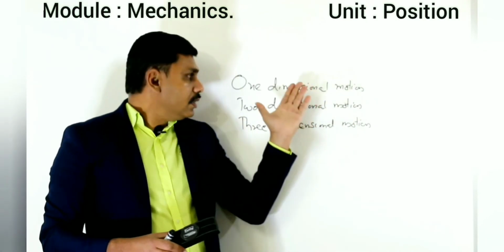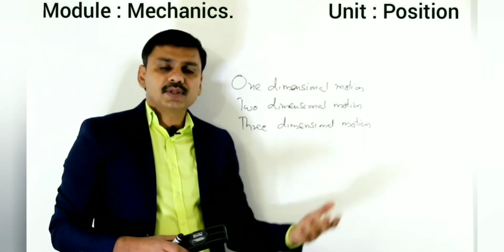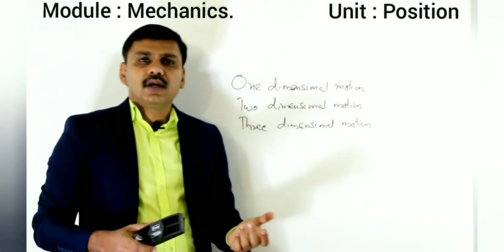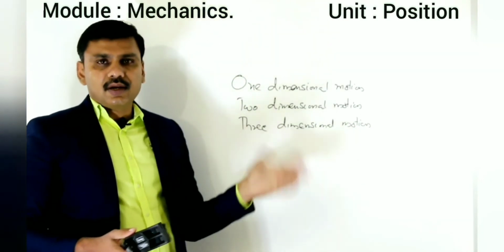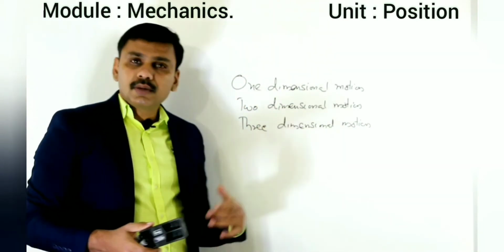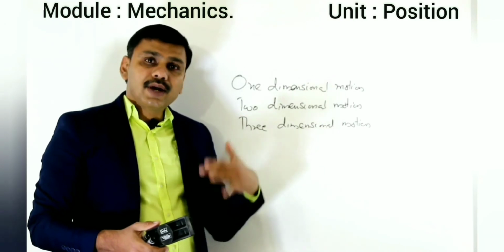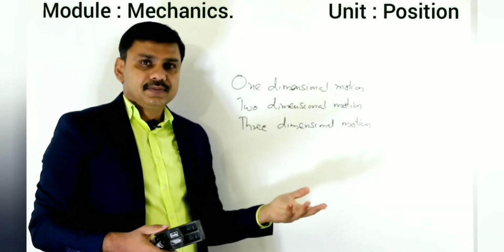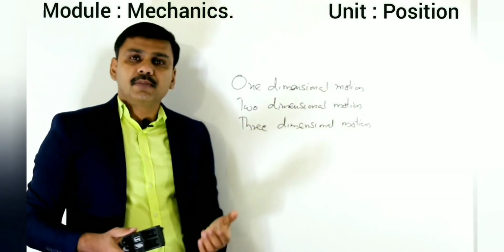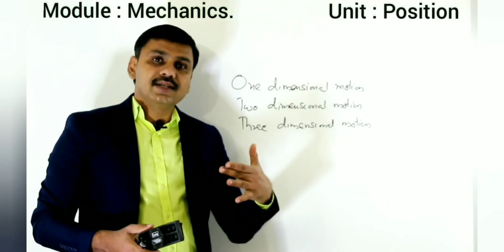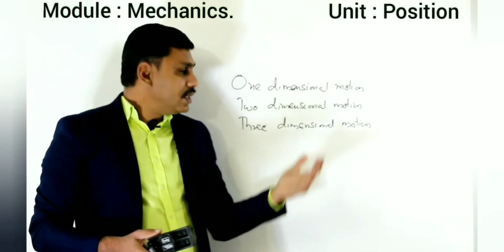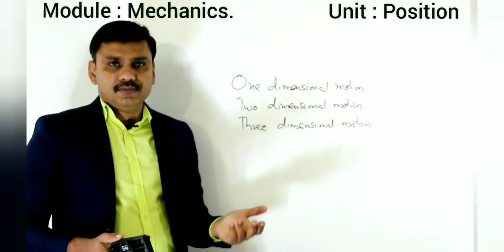So there are different types of motion. One-dimensional motion means an object moving along a straight line. Two-dimensional motion means an object moving on a surface or on a plane. Three-dimensional motion means an object's motion is in space. So these are the different types of motion.